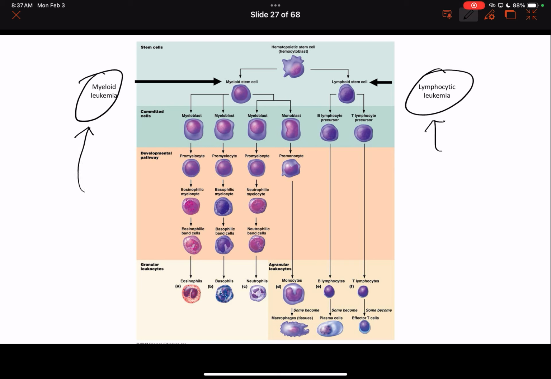If you're over 20 and you get acute myeloid leukemia, it's only about a 28% 5-year survival. So a much lower survival rate, a much worse prognosis if you have myeloid leukemia versus lymphocytic leukemia. But that's just telling you which stem line they come from.